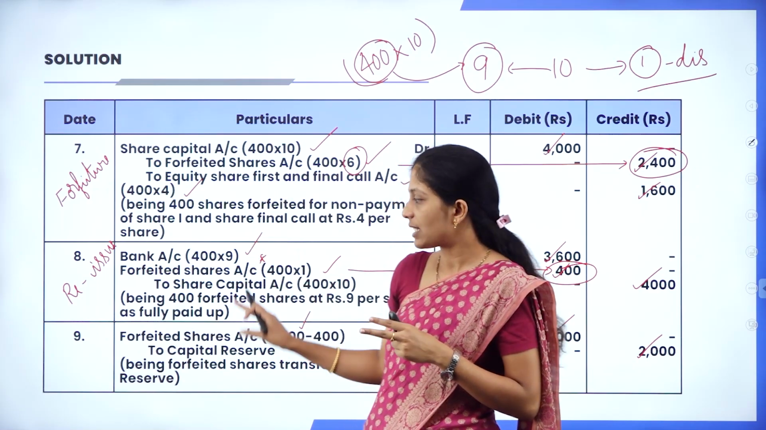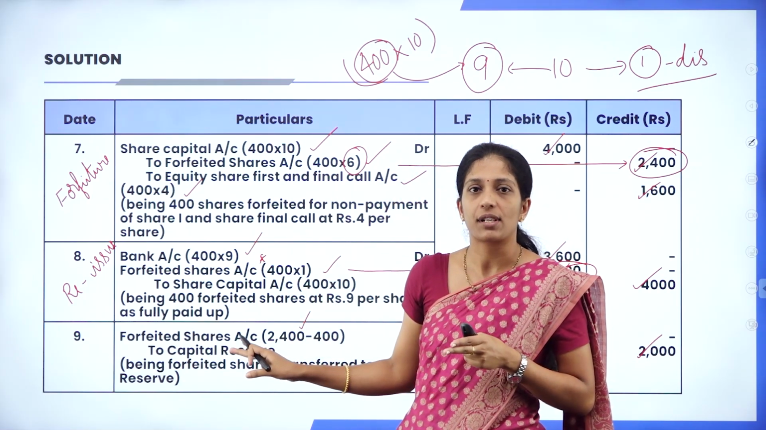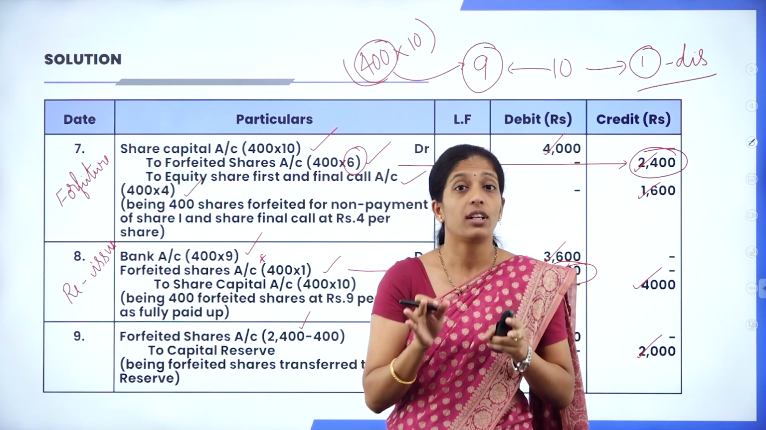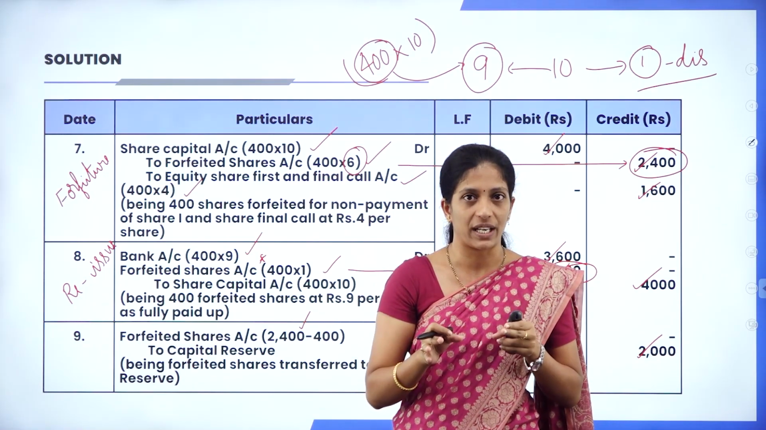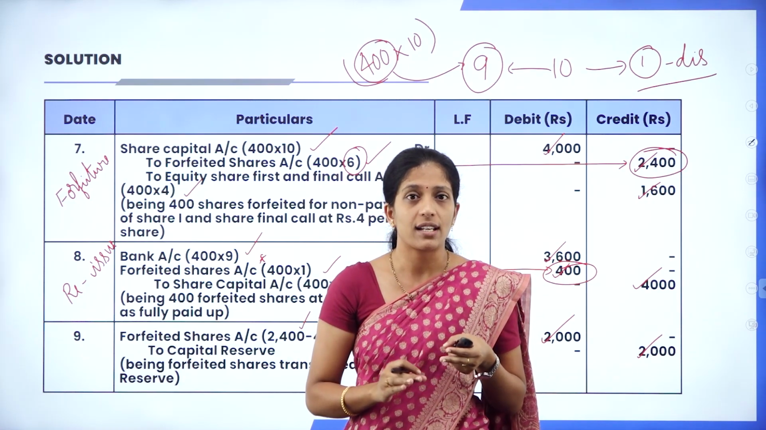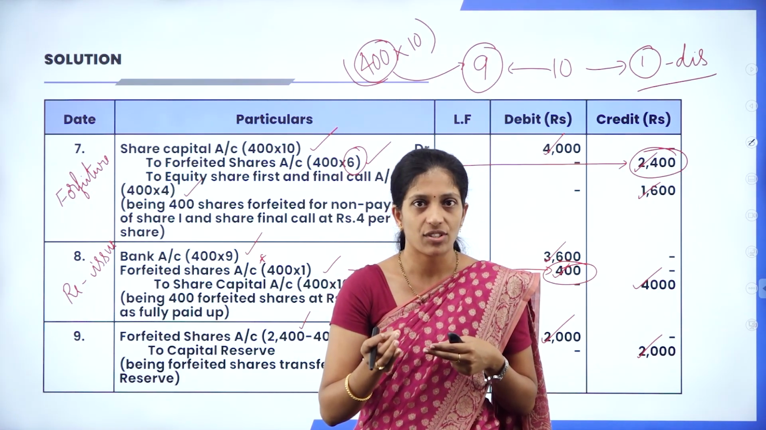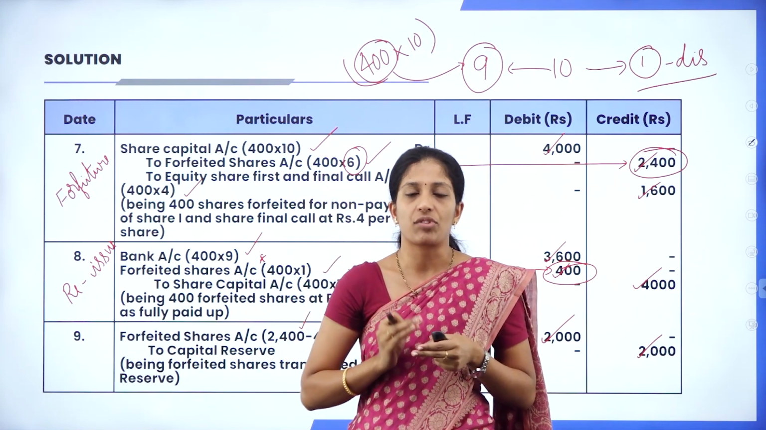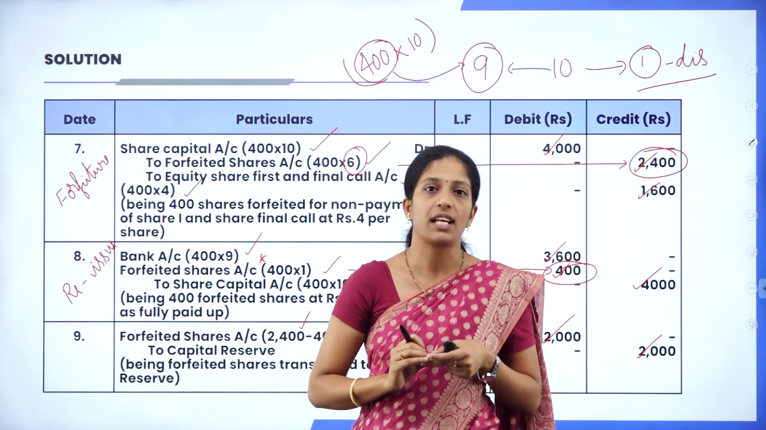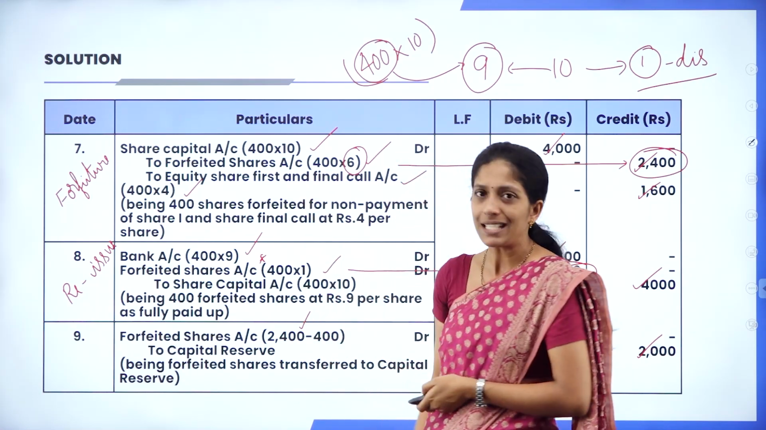So hope you are clear with this problem. So there are only 9 entries. This chapter is very easy if you learn these 9 journal entries properly. Other than that, if they are issued at premium or at discount, you have to make some adjustments. Other than that, all the entries are the same, but you have to know how to put the amount for each and every entry. So this is about this problem.